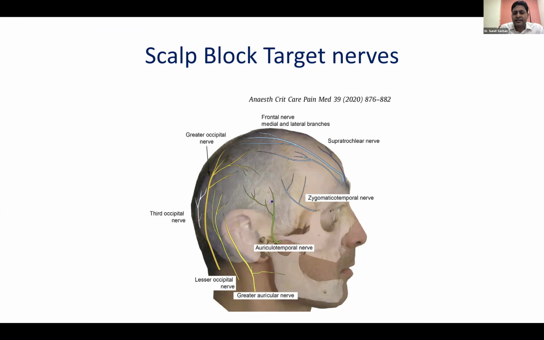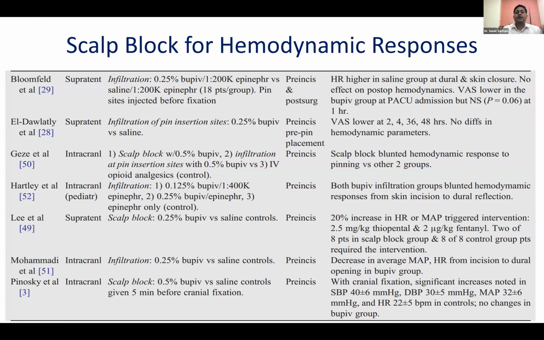Coming to the target nerves, as described by the previous speakers, we have the supratrochlear, supraorbital, zygomaticotemporal, and auriculotemporal nerves for the anterior part of the scalp, whereas the nerves which supply the posterior part of the scalp are the greater auricular, lesser occipital, and greater occipital nerves. The third occipital nerve can also be blocked, and it has come up as the seventh nerve to be blocked by scalp block.